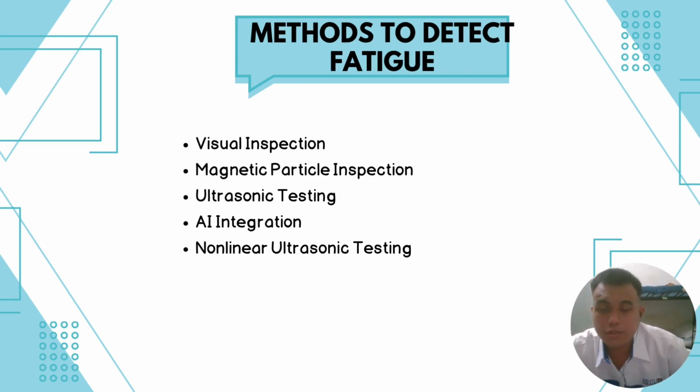Next, I'm going to present on the methods to detect fatigue. So there are a few methods that we can use to detect fatigue on the railway tracks. Firstly is visual inspection. Number two is magnetic particle inspection. Thirdly is ultrasonic testing. The fourth is AI integration by using AI technology. And lastly, nonlinear ultrasonic testing.